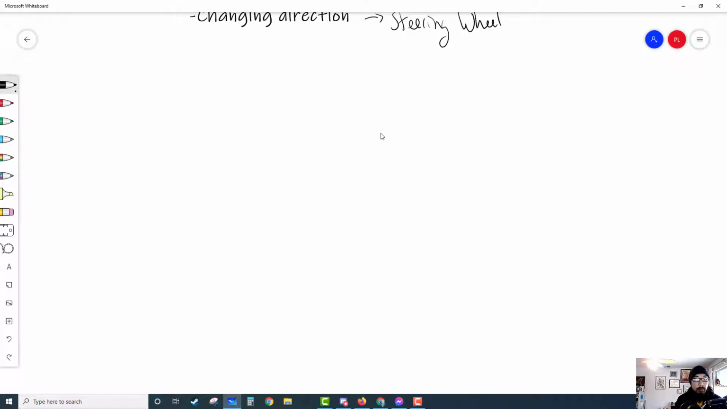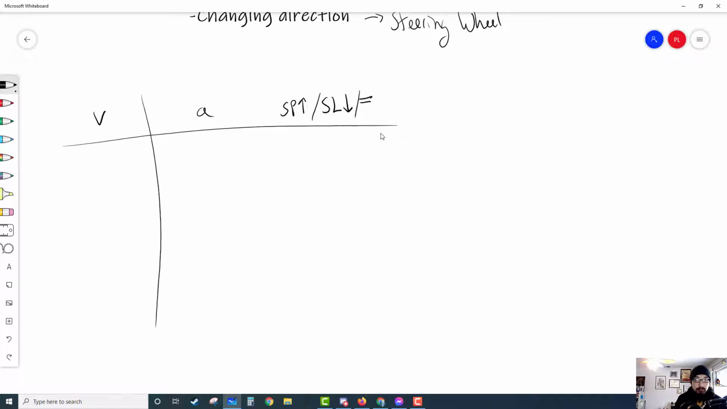Because I think it's very important, so you should memorize it. All right. So we have velocity, acceleration. SP, upward arrow, that means speeding up. SL, down arrow, means slowing down. And we'll do an equal sign for no change. Okay, there's no change. All right. I'll just write that in.